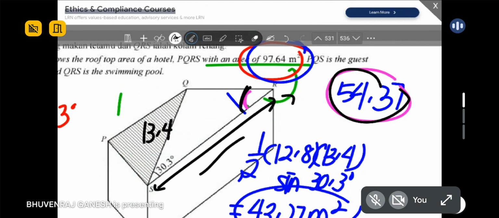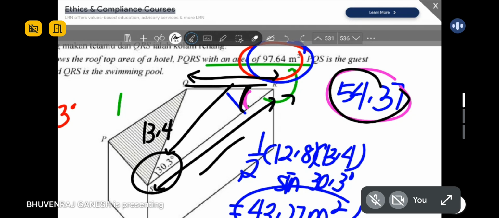So what can you think of? You can think of sine rule. Okay, but you must know this one first. You must know the QR length. So QR length, how to get? You can use... sorry, you cannot use that. You can use cosine rule. Okay, you can use cosine rule to find QR. Am I right? Because you have 13.4, SR also you found, angle you have, you can find QR length.